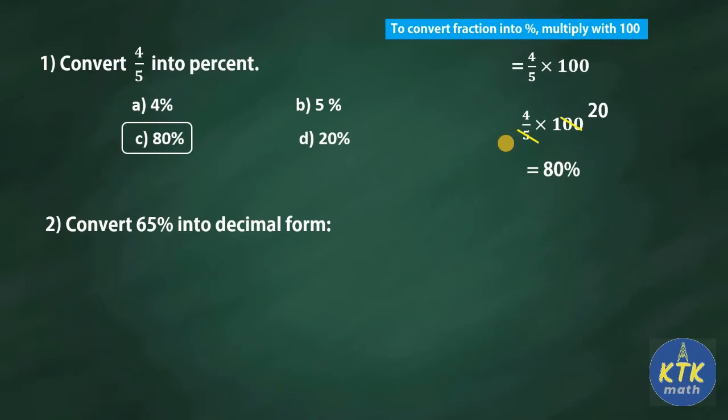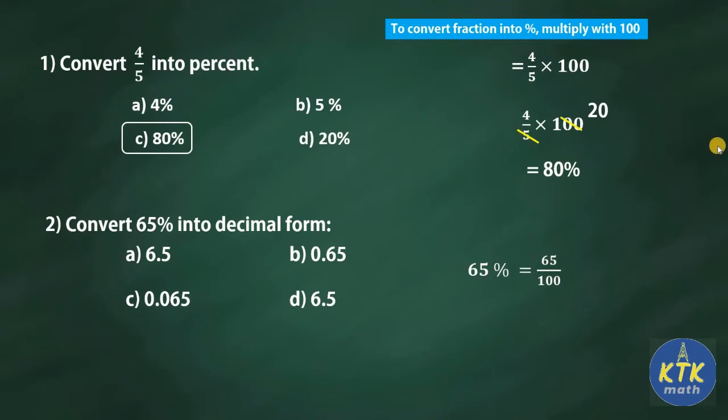Convert 65% into decimal form. So 65% we want to convert into decimal form now. Your options are given there. Before converting 65% into decimal form, first you need to convert into fraction. So 65% equals 65 by 100. We know that percent is nothing but a fraction with the denominator 100. Then 65 by 100 can be written in decimal form as 0.65. So this is very simple. Whenever you are converting a percentage into decimal form, you need to convert that into fraction form, then you can write it in decimal form. So our answer for the second question is 0.65.